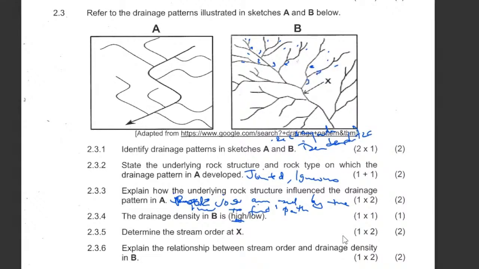Okay. So 3 is meeting with 3. 1, 1, 2, 1, 1, 2, 2, 2, 3. So 3 and 3 is 4. So here is 4 stream order.